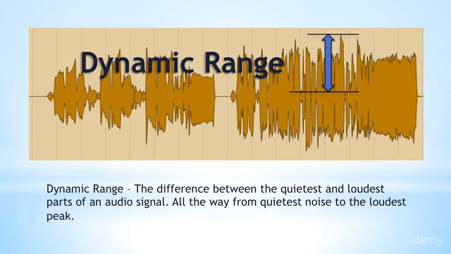Now, this waveform up here is a vocal, and the quiet bits are her breaths, and the loud bits are where she reached the top of her vocal performance. So the difference between the breath and her loudest note is the dynamic range of this recording. Again, dynamic range is the difference between the quietest and the loudest parts of an audio signal.